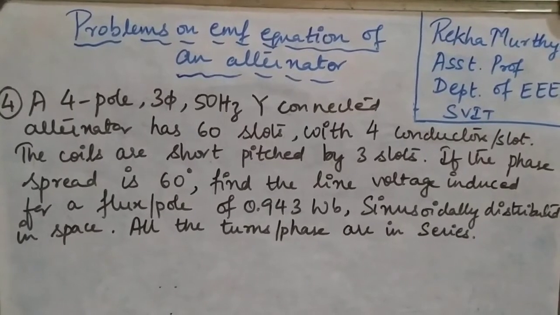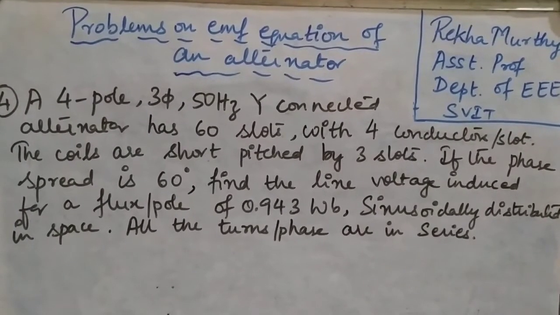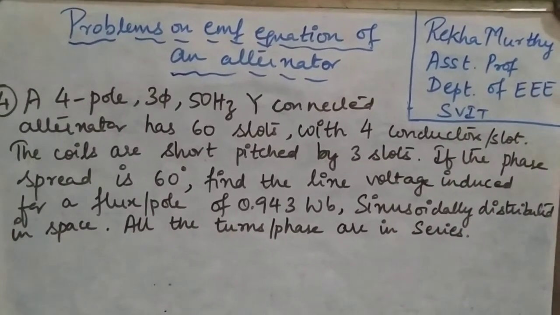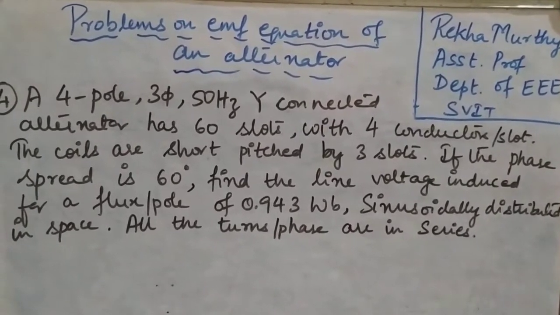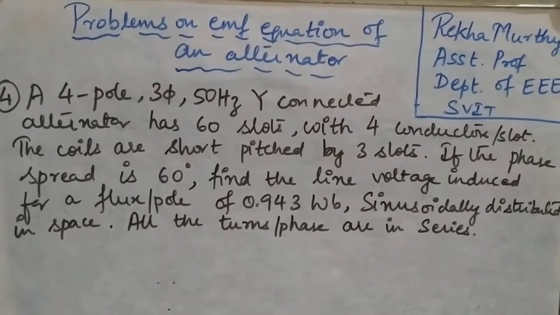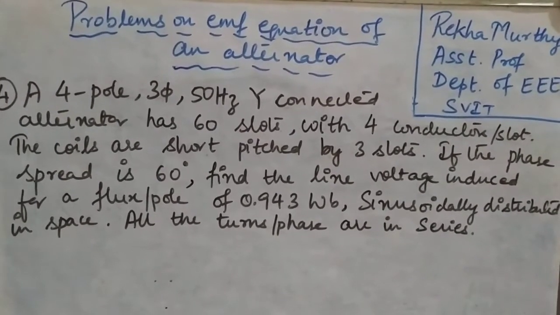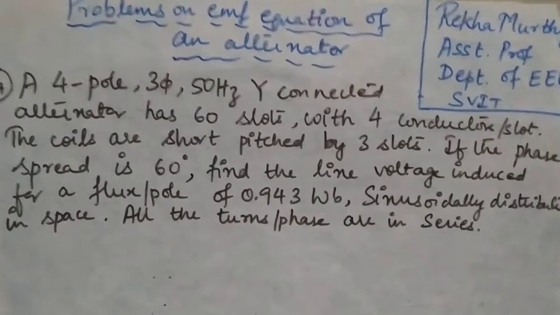So here we are considering this fourth problem: a 4-pole 3-phase 50 Hz star connected alternator has 60 slots with 4 conductors per slot. The coils are short pitched by 3 slots. If the phase spread is 60 degrees, find the line voltage induced for a flux per pole of 0.943 Weber, sinusoidally distributed in space. All the turns per phase are in series.